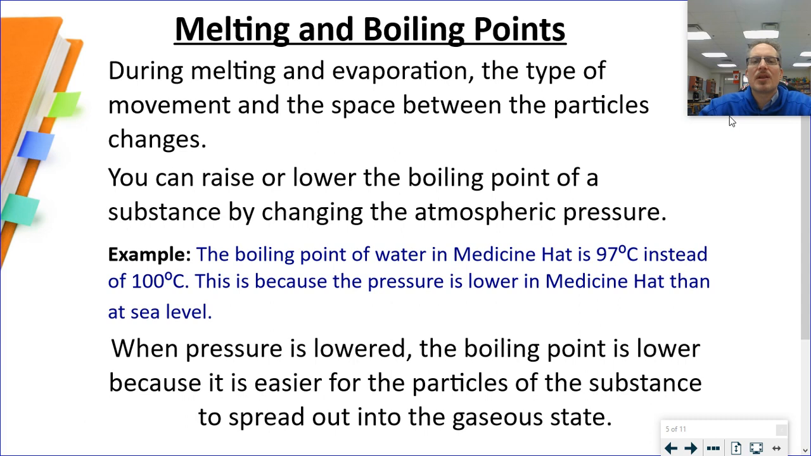When we look at melting and boiling points, we tend to think that they are stagnant. The boiling point of water is 100 degrees. That is not true. It's actually got a very, very huge connection to atmospheric pressure. For instance, in Medicine Hat, the boiling point of water is not 100 degrees Celsius, it's 97 degrees Celsius because the pressure is lower, because we are above sea level. So these values that we know, 100 degrees Celsius for boiling, 0 degrees Celsius for melting, are at sea level. When pressure is lowered, the boiling point is lower because it's easier for particles of the substance to spread out in the gaseous state.